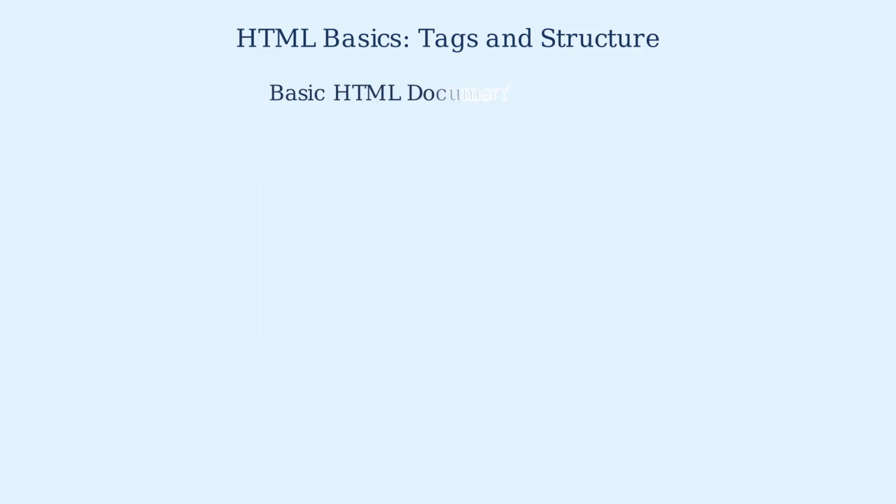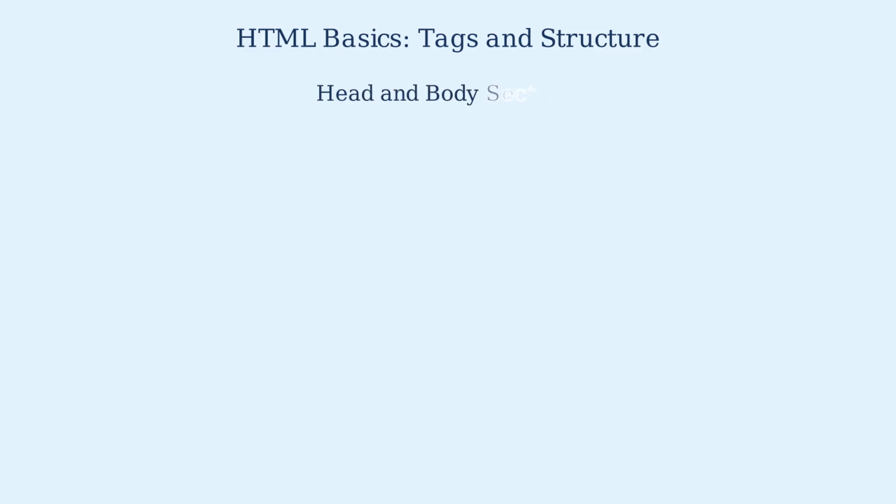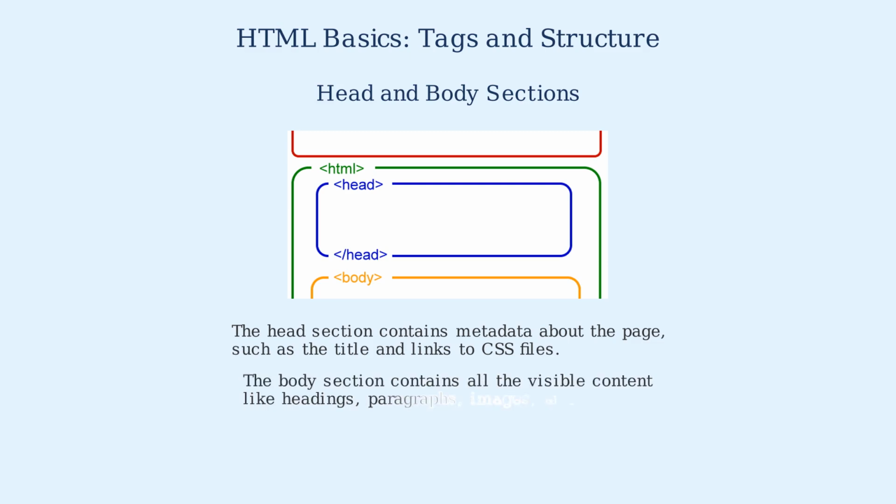A basic HTML document follows a specific structure. It starts with a doctype declaration, followed by the HTML root element. The doctype declaration tells browsers what version of HTML the page is using. The HTML element is the root element that contains all other elements. An HTML document is divided into two main sections, the head and the body. The head section contains metadata about the page, such as the title and links to CSS files. The body section contains all the visible content like headings, paragraphs, images, and links.